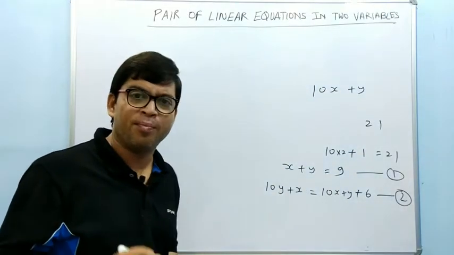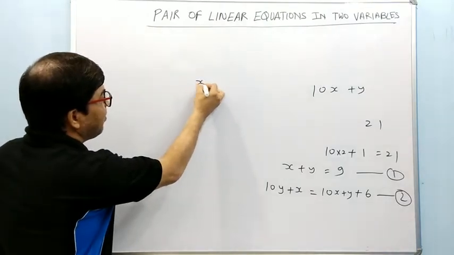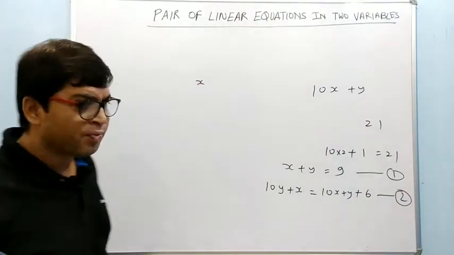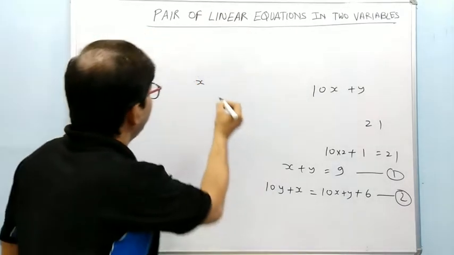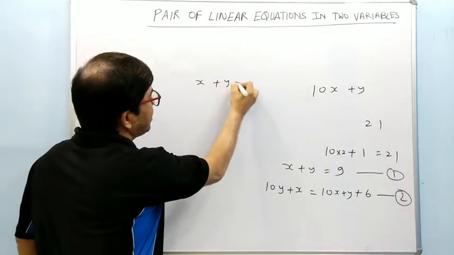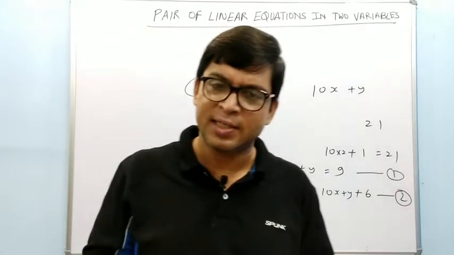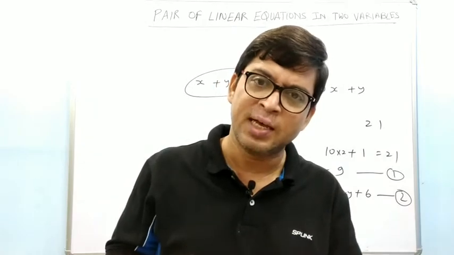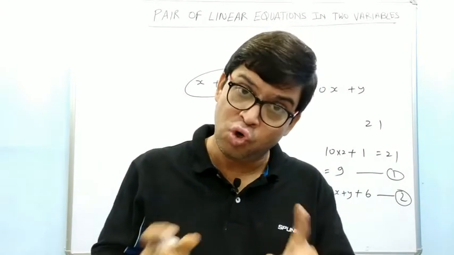Now the next problem. A is x and B is y. The sum of the ages of x and y is 20. Suppose it is given. So one equation we are getting. 10 years later, x will be twice the age of y.